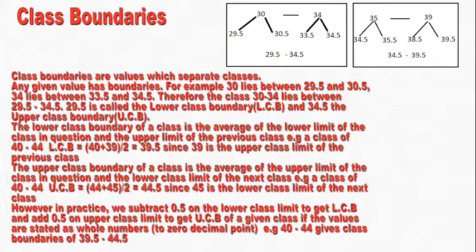However, in practice, we subtract 0.5 from the lower class limit to get the lower class boundary, and we add 0.5 to the upper class limit to get the upper class boundary of a given class if the values are stated as whole numbers or to 0 decimal points. For example, 40 to 44 gives class boundaries of 39.5 to 44.5.